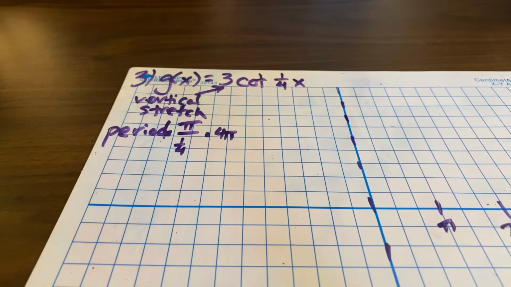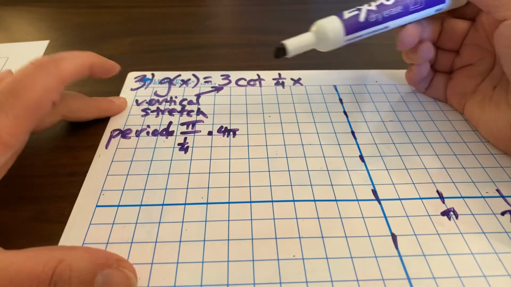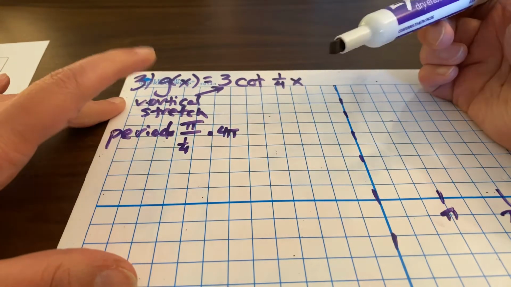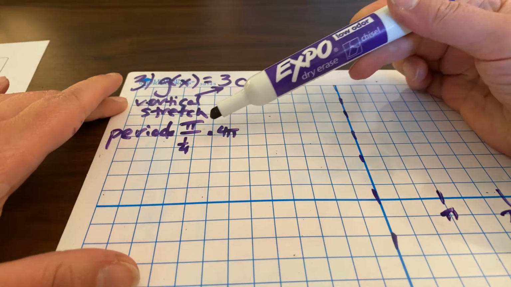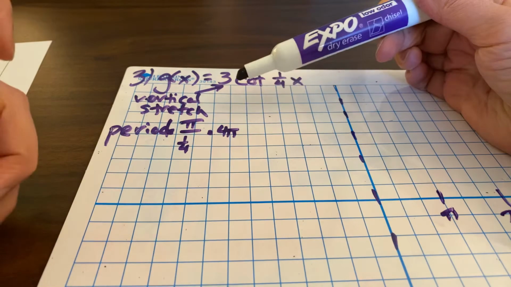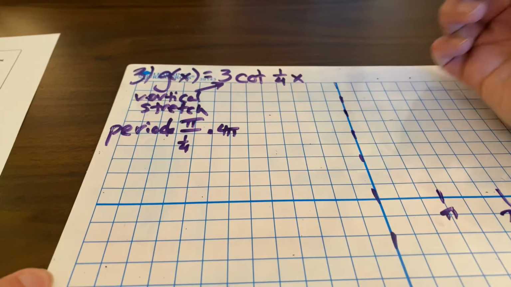Okay, another one that I wanted to look at was question 3. They ask you to identify the graph of 3 cotangent of 1/4 x. Well, the vertical stretch is indicated here by this 3. And the period can be found by taking pi and dividing by the number in front of the x, which is 1/4. And so that is equal to 4 times pi, or 4 pi, right? We multiply by the reciprocal when we're dividing by a fraction.